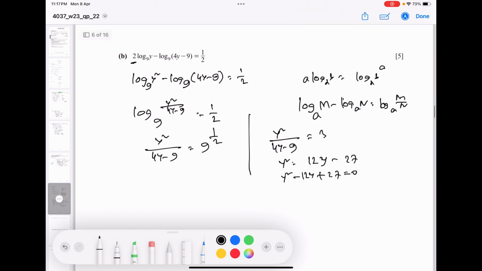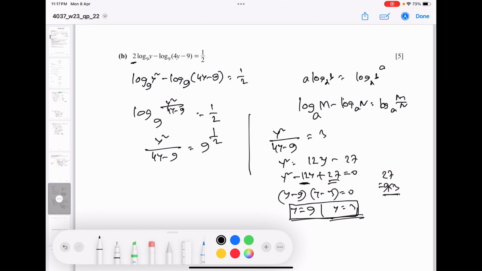Now let us simplify. 27 can be 9 times 3, and 9 plus 3 will be 12. So (y minus 9)(y minus 3) equals 0. If y minus 9 equals 0, then y equals 9, and if y minus 3 equals 0, then y equals 3. Done. So that's the answer for this one.